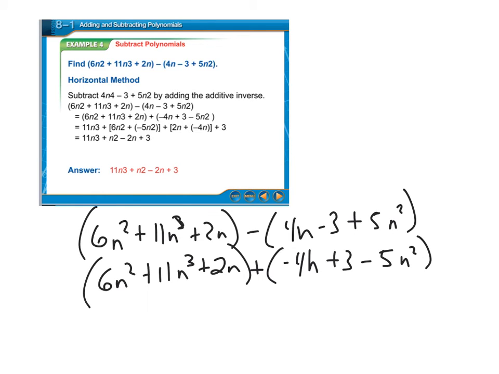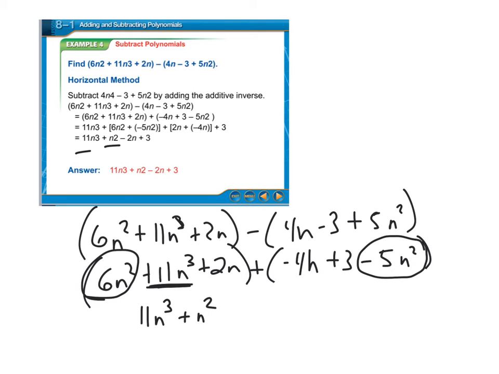So first thing is, if you notice, the biggest exponent I have is an n cubed. Is there any n cubed over here? Nope. So we just write 11n cubed. It doesn't change. Now I got an n squared here. He's positive, and this guy, oh, he matches, is negative. So 6 minus 5 is 1, so I could just write n squared. And you'll notice that's what they have there so far. And then they've got this guy and this guy. They match, don't they? So positive 2 minus 4 would be negative 2n.